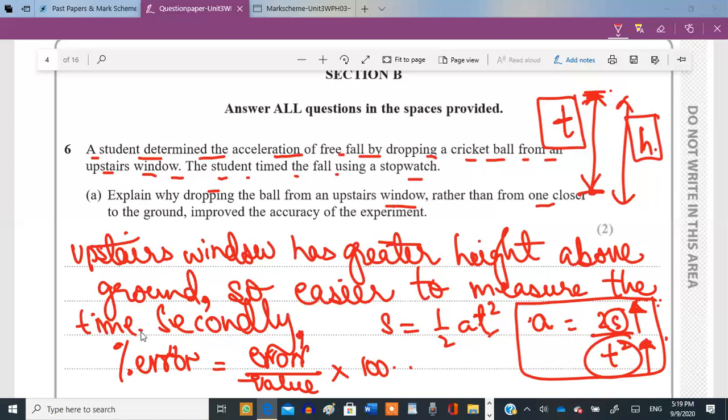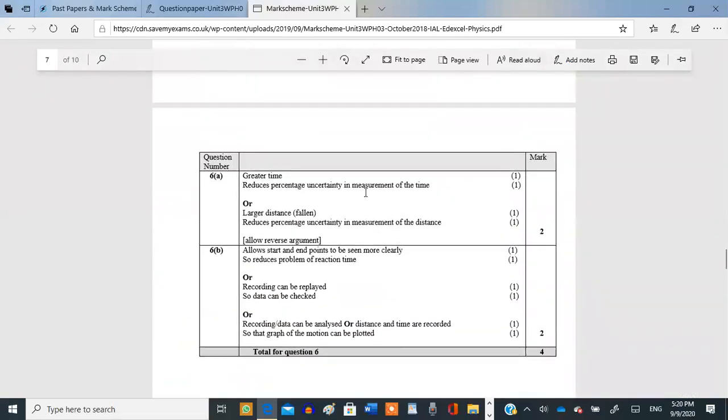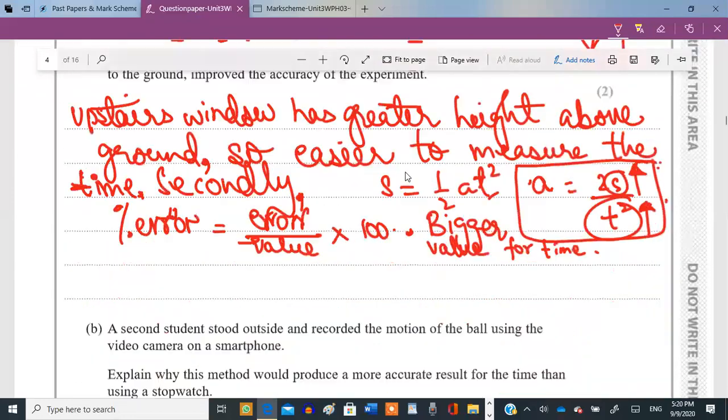It's easier to measure. The human reaction time error is constant, because when you're using a stopwatch, there is always a constant human reaction time error over there. But in addition to that, you'll have bigger, manageable numbers for time. So this would actually improve the accuracy. You'll have a bigger value for time, which again gives a more accurate result. So let's look at the answer. Greater time reduces percentage error. Okay, those are the 2 points that they wanted. We wrote them. Clear?